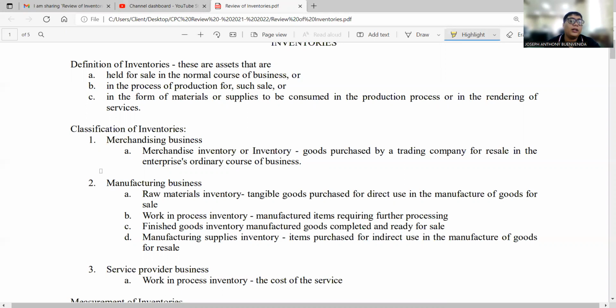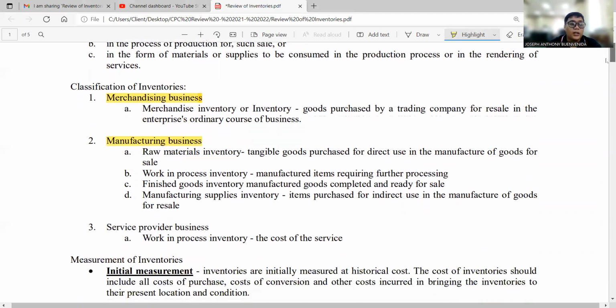In a manufacturing business, we classify inventories into raw materials, goods in process, and the final or finished goods, and supplies related to the production process. While in a service provider, it is the work in process inventory or the cost of services.